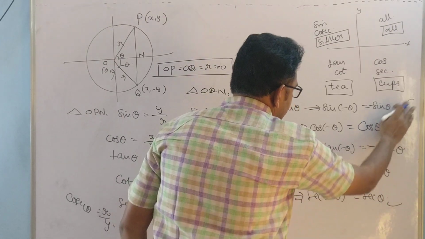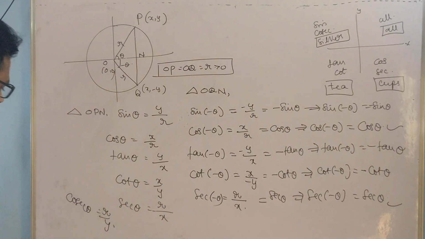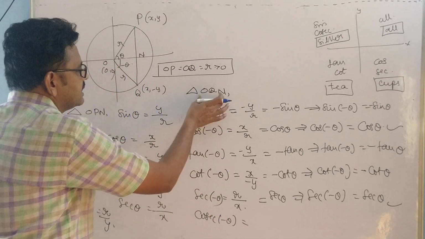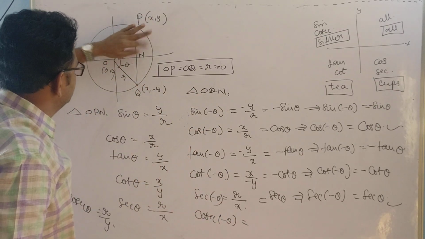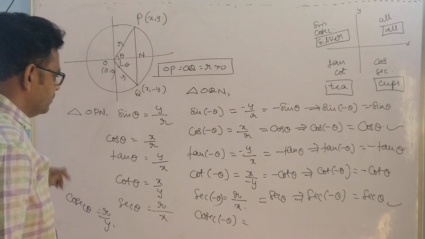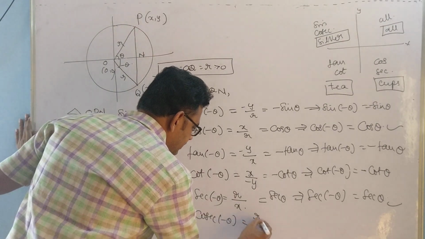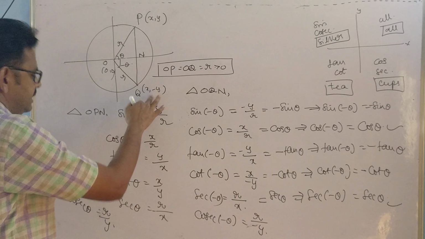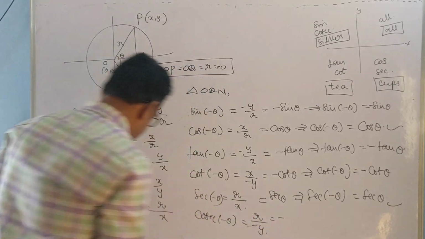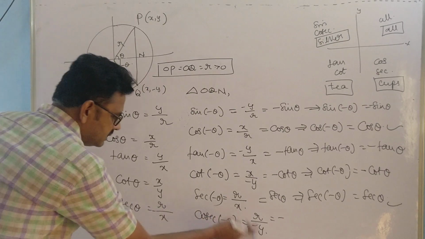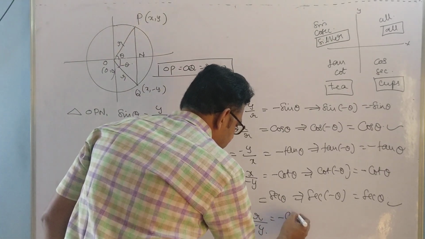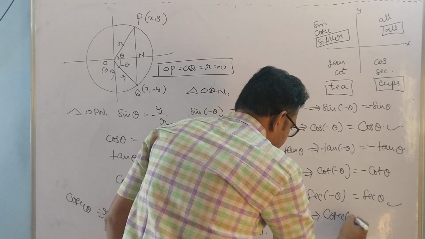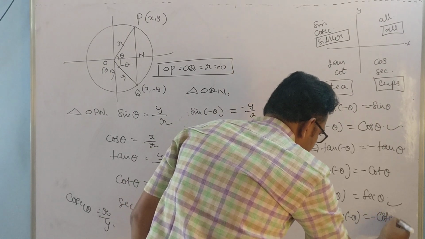So just observe these two. And the last one is cosecant of minus theta. Only from this triangle, only this part, don't see the other triangle. Now this makes an angle minus theta. That is equal to r by minus y. That is equal to minus of r by y, and r by y is cosecant theta. So cosecant of minus theta is equal to minus cosecant theta.